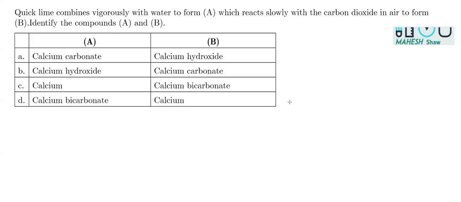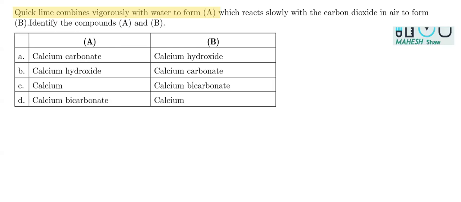In this video, I'm going to do some questions from the chapter Chemical Reactions and Equations. That is the very first chapter of chemistry class 10th. Now, we begin with a question which says that quicklime combines vigorously with water to form a compound A.